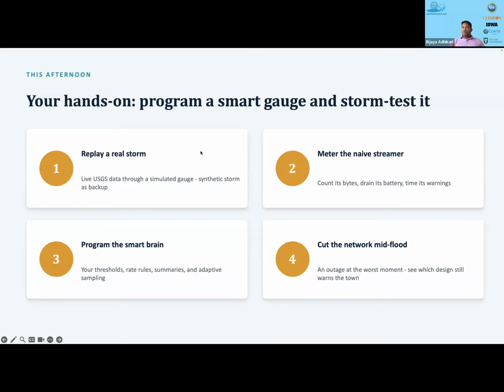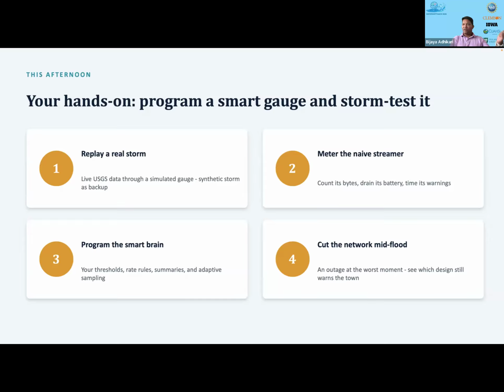Okay, so this afternoon, what are we going to do? We are going to replay a real storm. We'll use live USGS data through a simulated gauge, and if that doesn't work, we'll have a synthetic storm as a backup. We'll meter the naive streamer, so we'll first see what the naive streamer does, and then we'll program a smart brain.